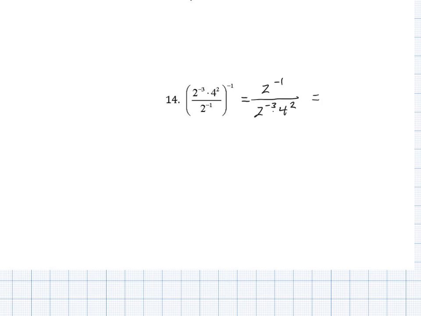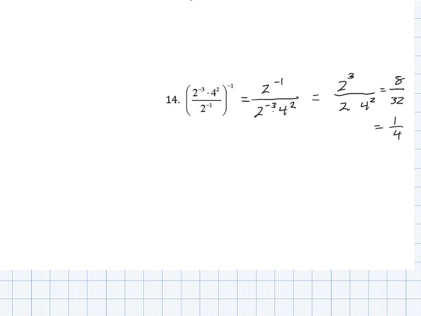Correct. Now simplify it out. Claire's saying let's bring the 2 to the third up, and let's bring the 2 to the negative 1 down, and the 4 squared stays. So we have 2 times 2 times 2 is 8 over 4 squared, which is 16, times 2 is 32, which equals 1/4.